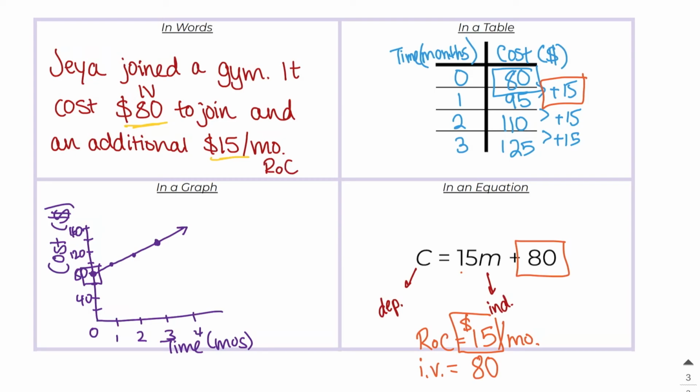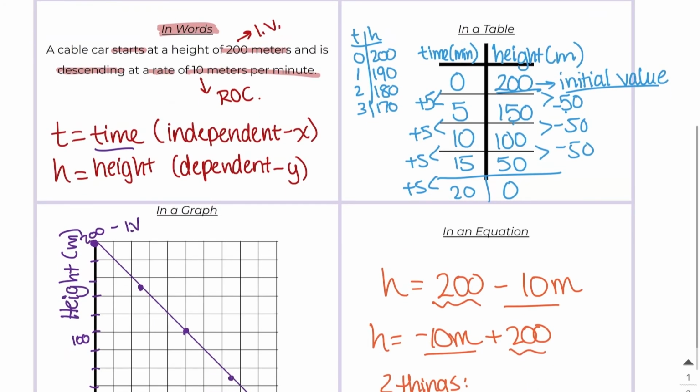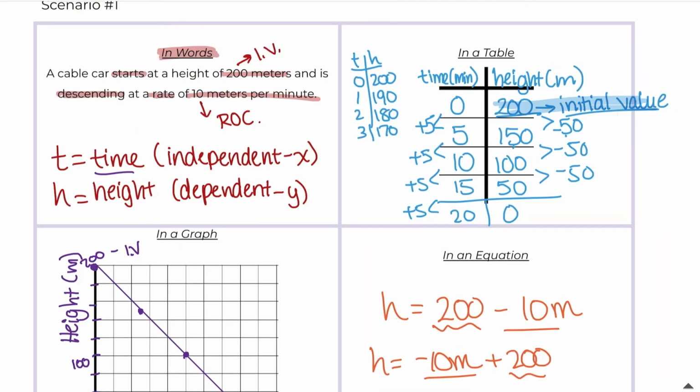Last thing I just want to talk about in respect to all of these examples is whether or not these are direct or partial variations. So just a reminder that the initial value for direct is 0. The initial value for partial is anything other than 0. So in scenario number 1, we know that our starting point, our initial value, is 200. It tells us this in the table here. It tells us in the description here. It tells us in the graph here. And it tells us in the equation here. So because we know the initial value is 200, we know that this is an example of partial variation because it does not start at 0.